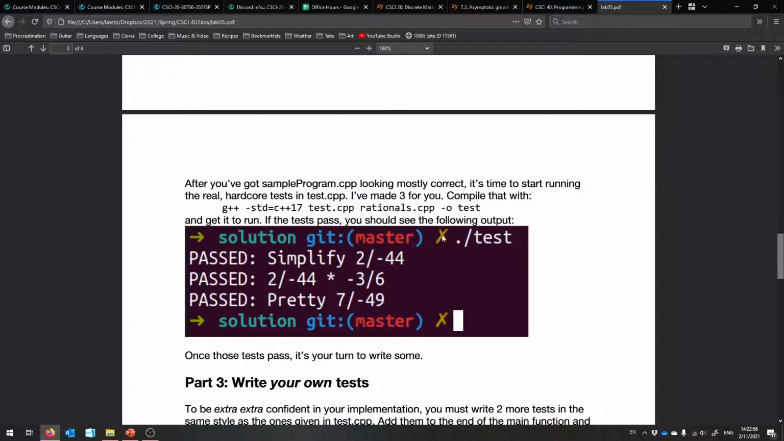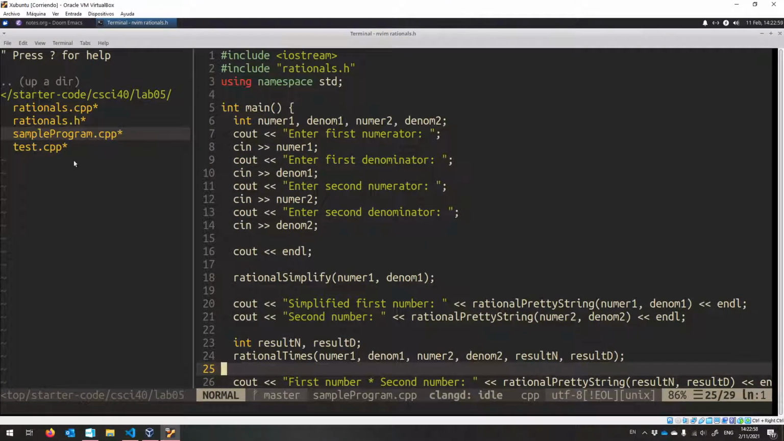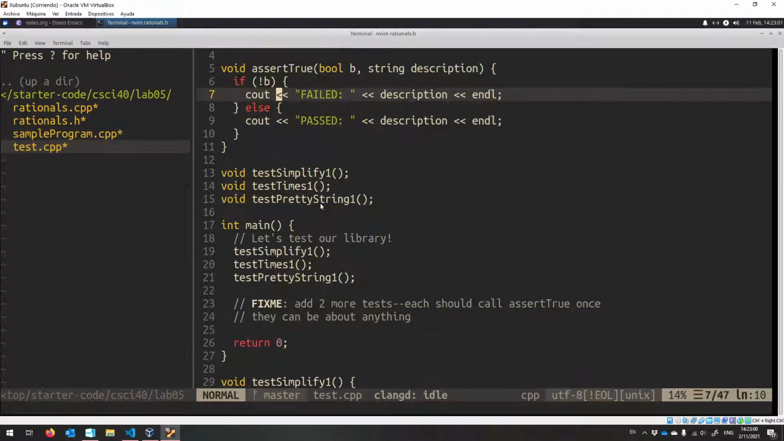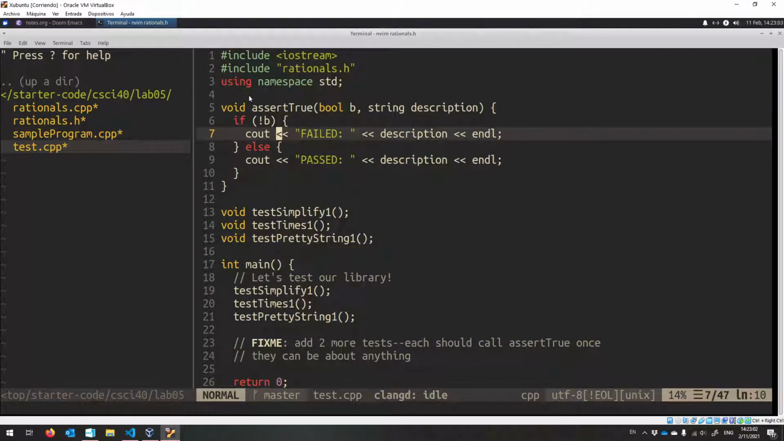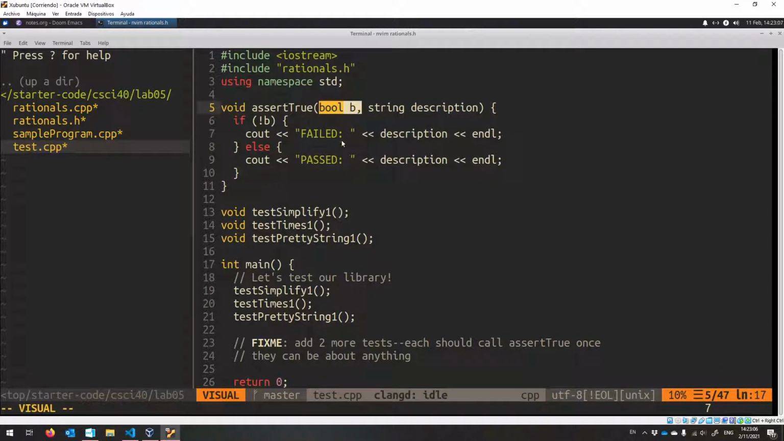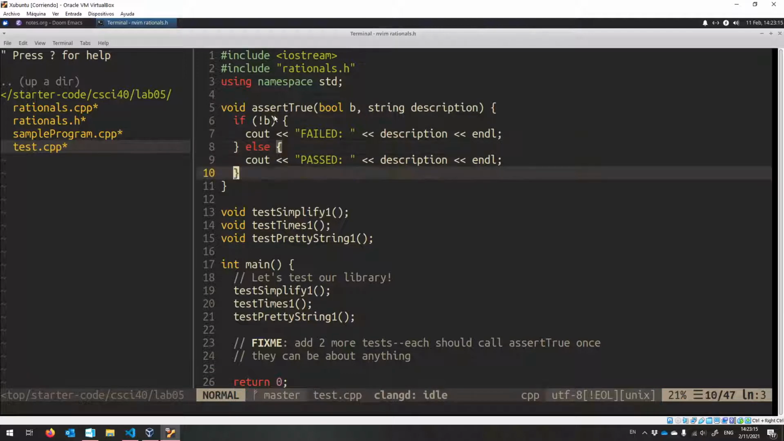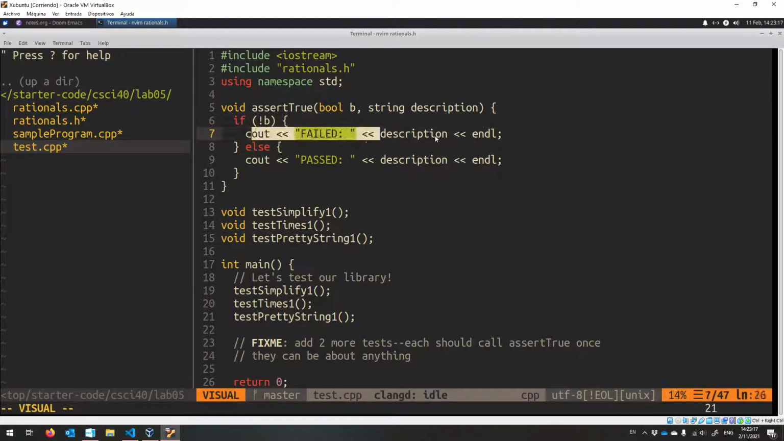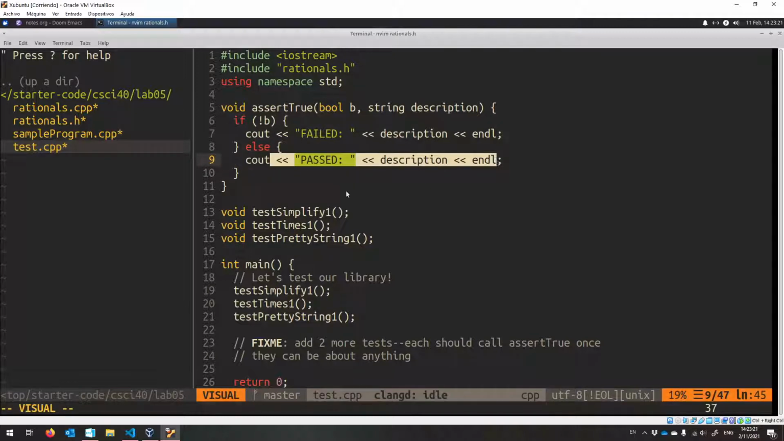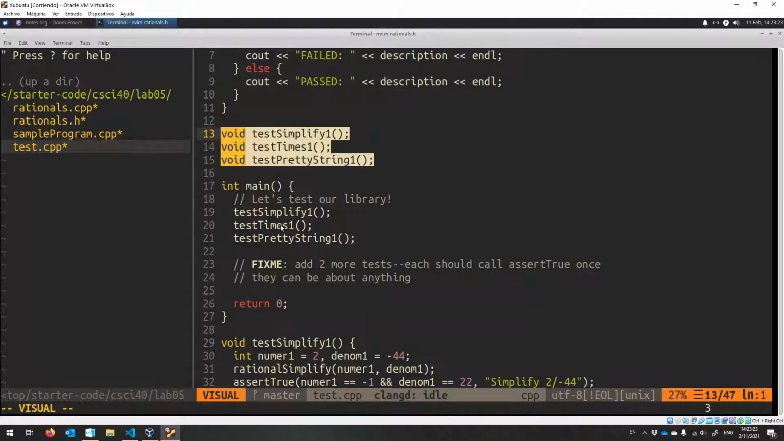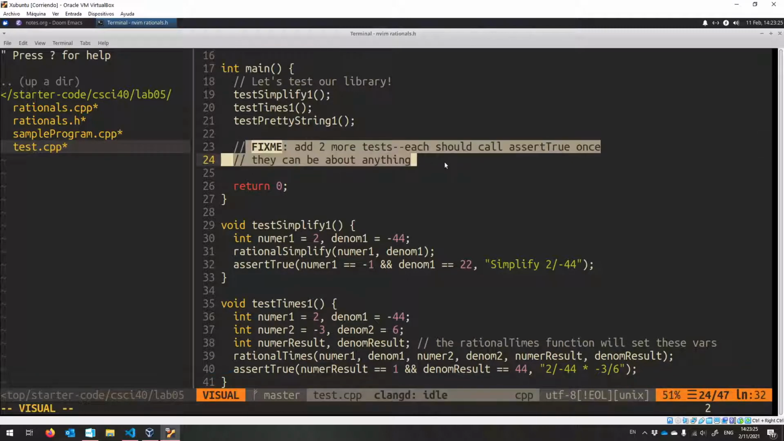So I want you to look at this file now and make sure that everything passes. I've made this assert true function, and what it does is it takes a Boolean value, and we hope that it is true because I want to assert the fact that this Boolean b is true. And I also give a string description of what the test is. So if this Boolean is false, that means we failed the test. Otherwise, we passed it. So we want to see passed everywhere. I've made 3 functions that test right now, and it's your job to write 2 more.